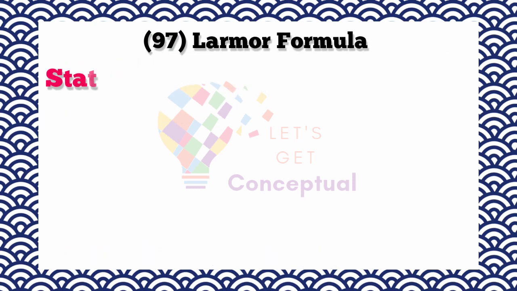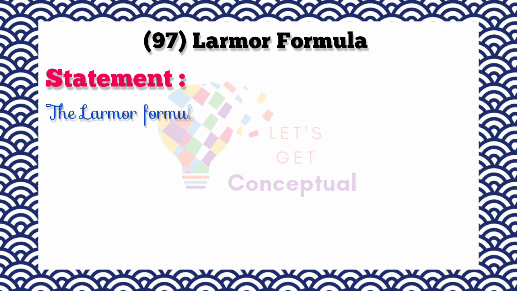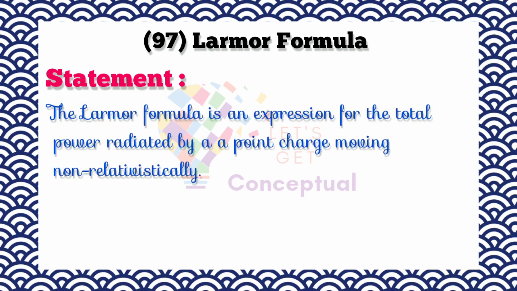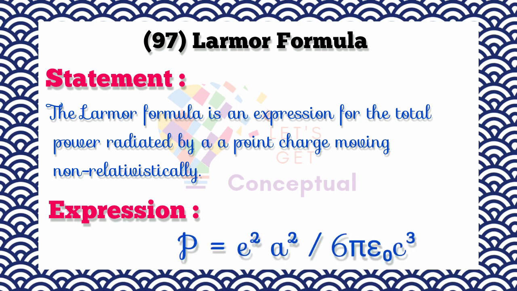Number 97. Larmor formula. Statement: the Larmor formula is an expression for the total power radiated by a point charge moving non-relativistically. Expression: P is equal to E square A square divided by 6 pi epsilon naught C square.